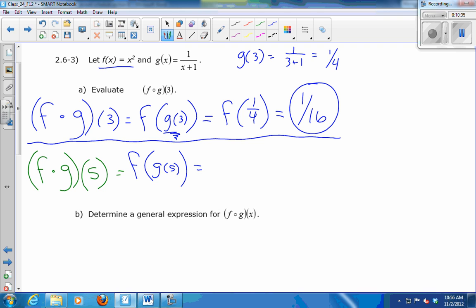So you start out on the inside. You start in the innermost parentheses and work your way out. The first thing I'm going to do is plug a 5 into g. So 5 goes into g, and I get 1/6. Then I'm going to replace g of 5 with a 1/6. And then f of 1/6, I'm going to take the 1/6 and plug it into f. And you get 1/36.